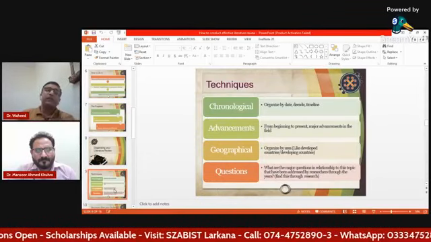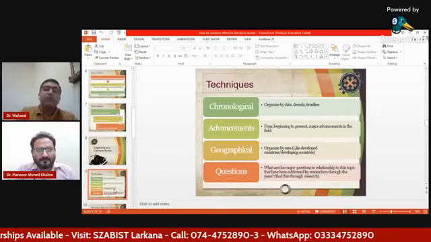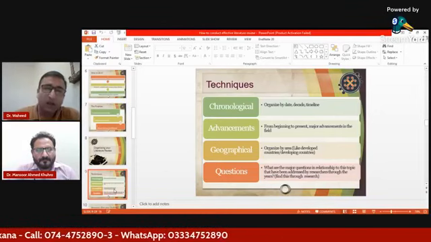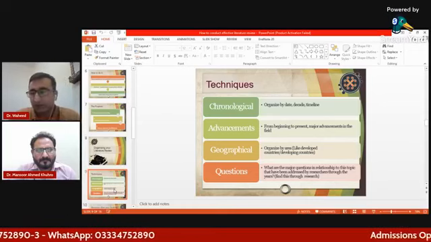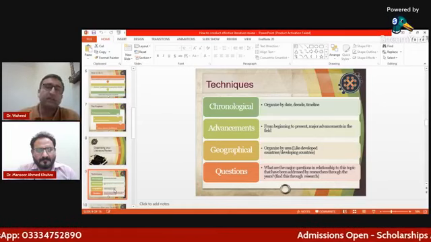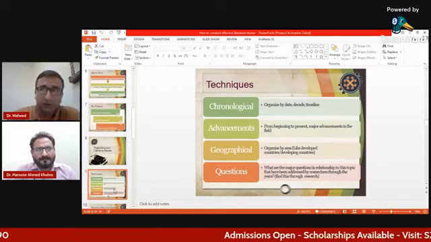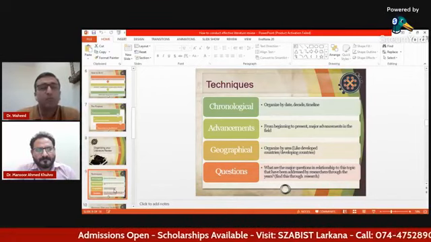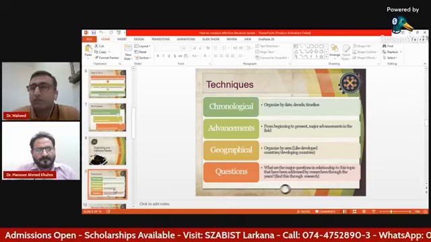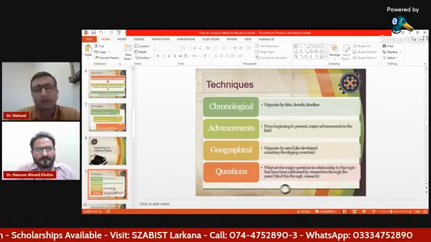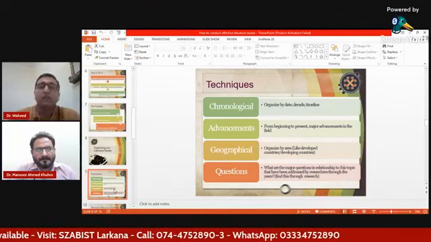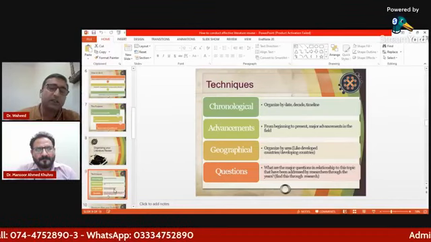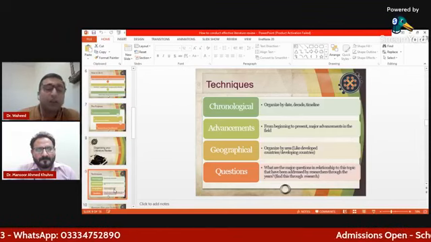So, here we have some techniques that we may apply when we are trying to organize our literature review, because after collecting a lot of sources, after going through lots of books, research articles, theses, and any other related material that you think could be important for you, now you need some techniques to organize it in a better, efficient way.